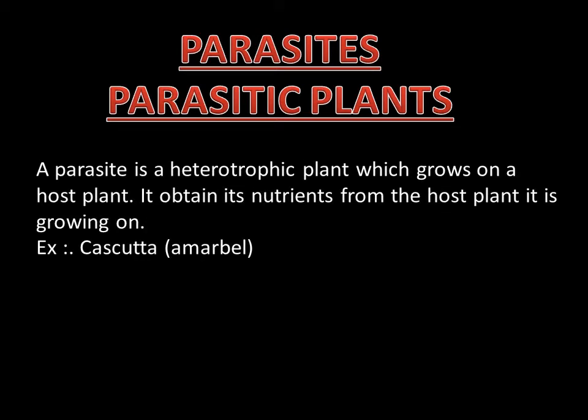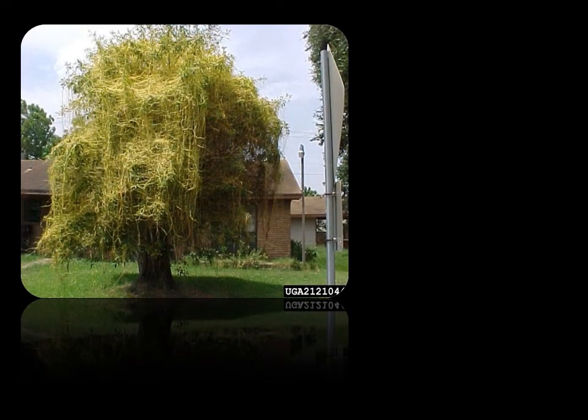Now a parasite is a heterotrophic plant which grows on a host plant. It obtains its nutrients from the host plant it is growing on. Now a parasitic plant grows on a host plant. That host plant is never seen and you will never imagine that it's a parasitic plant. An example of a parasitic plant is Cuscuta, which in Hindi we call amarbel. Now this is how amarbel looks.